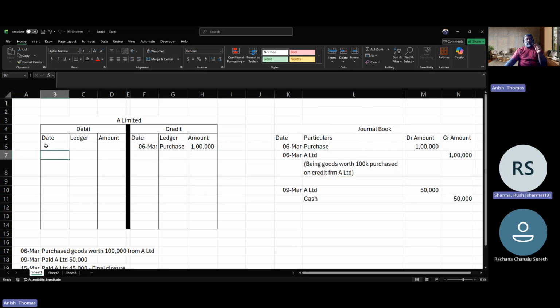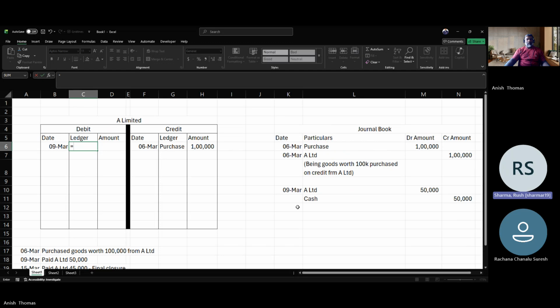Ledgers are like isolated accounts of a particular journal. So we record a transaction, we put in a journal entry, and then to make it more clear, we have different accounts that show what we debited and what we credited. That's exactly what's called a ledger.